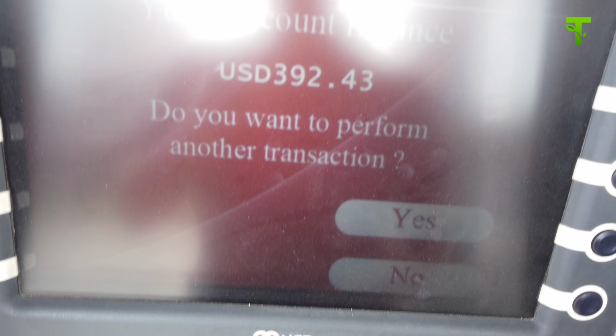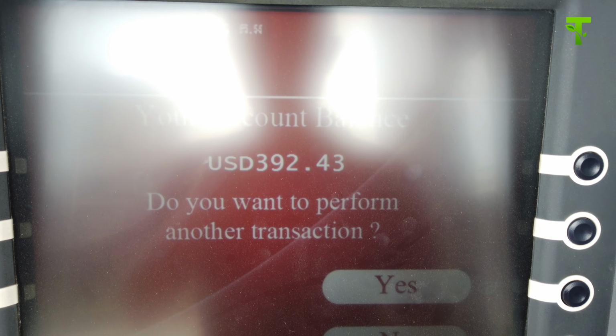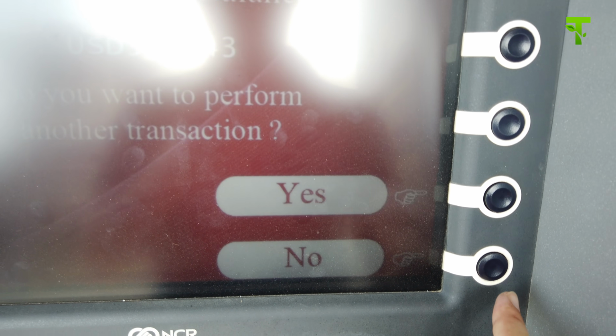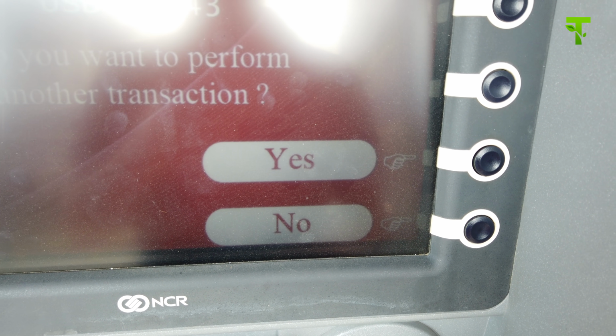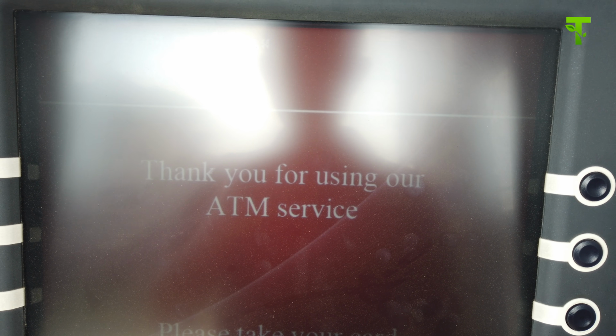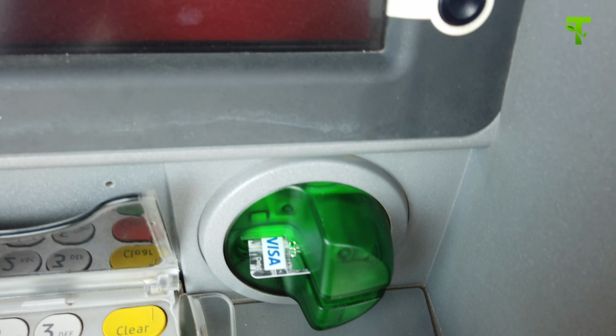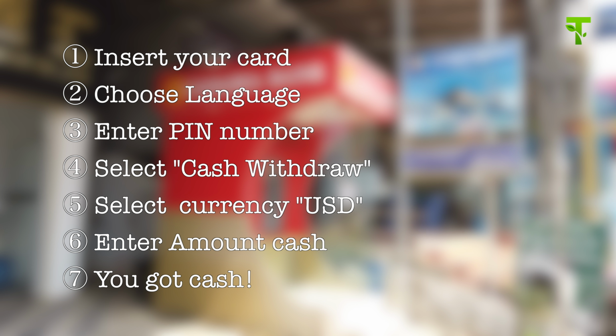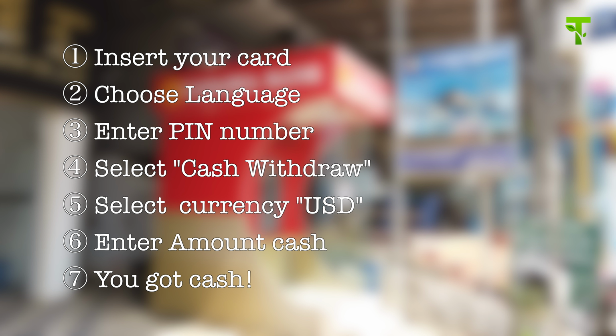Okay. Now I'm going to finish the withdrawal, so push the No button. And don't forget to pick up your cash card from the ATM here. So this is how to withdraw cash from a Cambodian ATM.